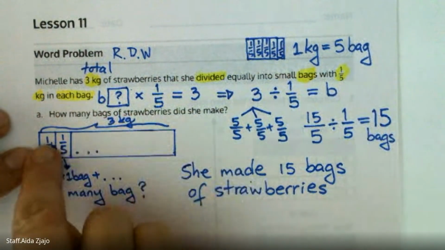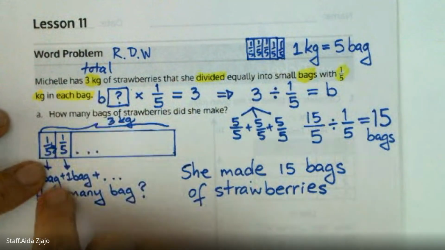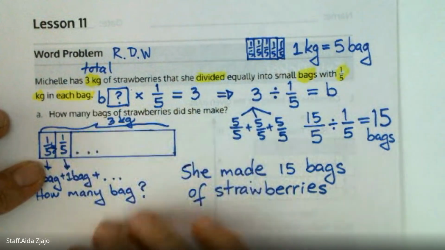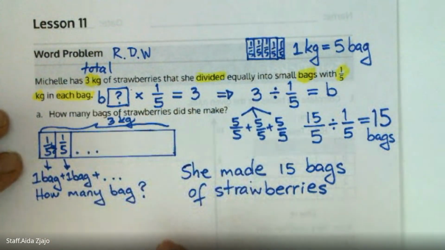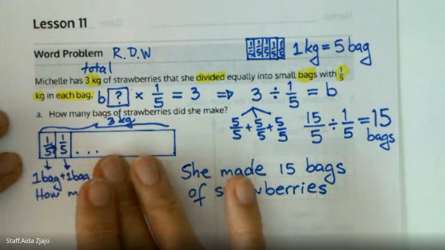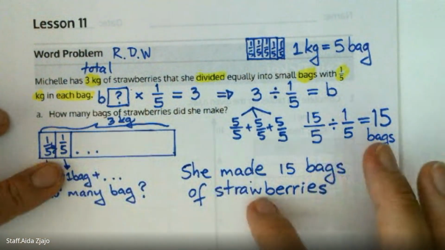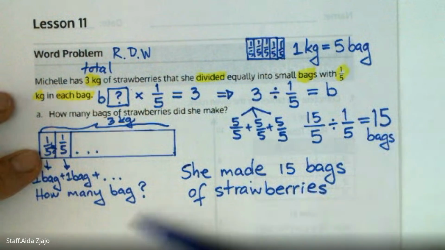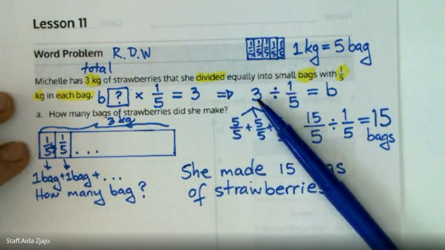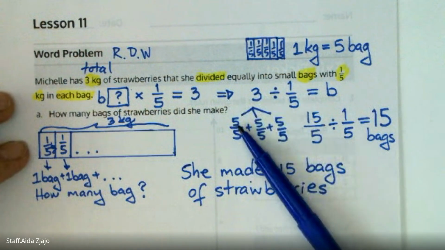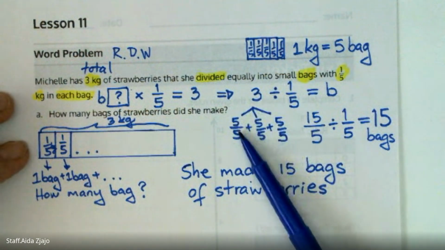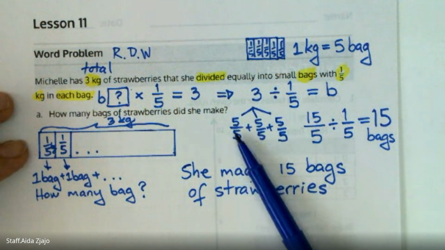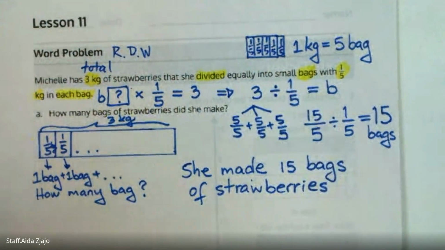She's going to measure off 1/5 of a kilogram for one bag, and again 1/5 of a kilogram, and again and again, till she gets how many groups of 1/5 she can make, or how many bags she can create. Another way is to think if this is 3 kilograms, you're going to divide that into groups of 1/5 of a kilogram. You can measure, and then you will have 15 portions.